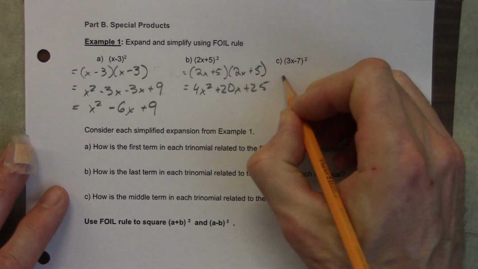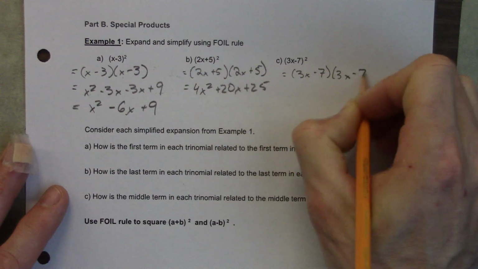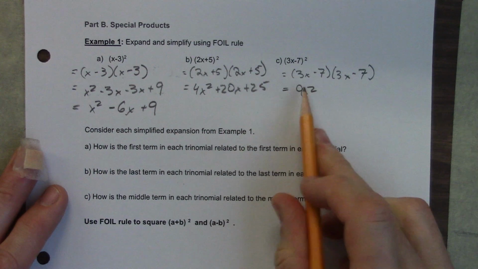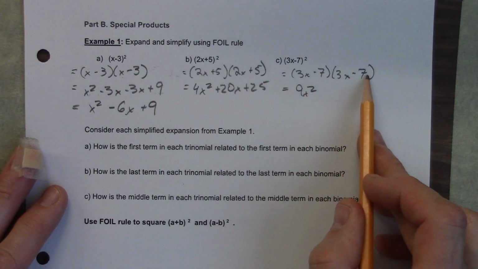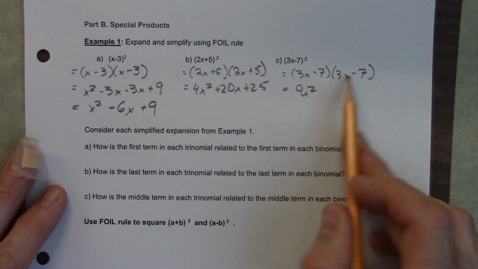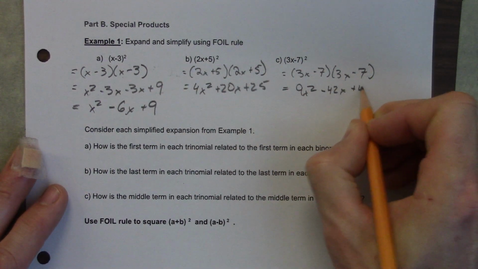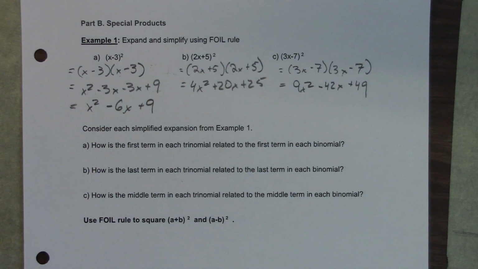Okay, we'll try it one more time. 3x minus 7, 3x minus 7. First one, you can write out 9x squared. Next one, you know you're going to combine, so you go 3x and 7. So that's negative 21x. And you get another negative 21x. So that's negative 42x plus 49. Who's with me? Yes, Josiah. Yes. Let's go.